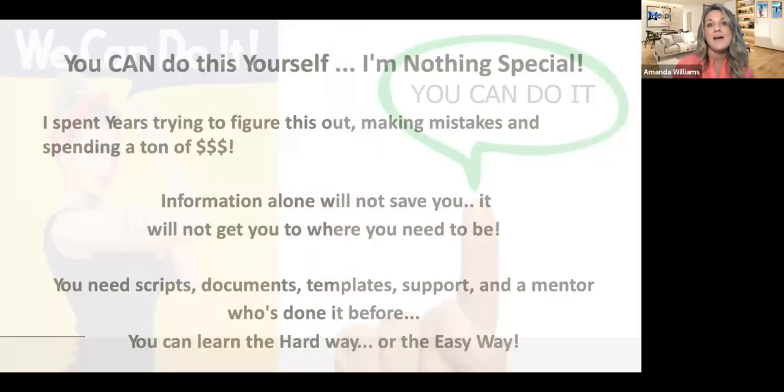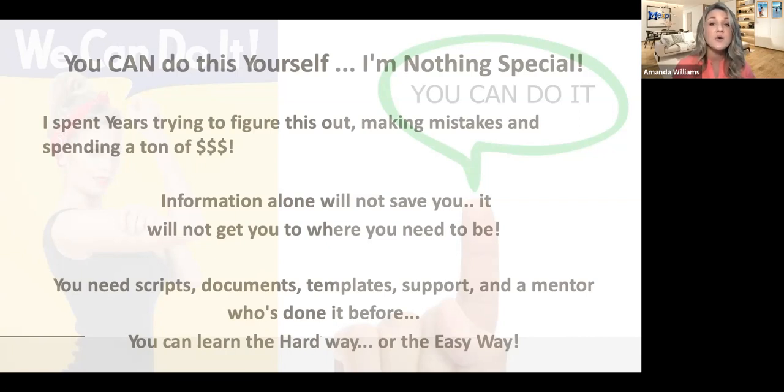And maybe after COVID, we'll do it again. So you can do this yourself. I'm nothing special. Let me just tell you that you can do this. But I will tell you that I made a lot of mistakes and I spent a lot of money on coaches and mentors and all of that. And finally, we've got this figured out, but I'm still learning every day too, right? I think we all are.